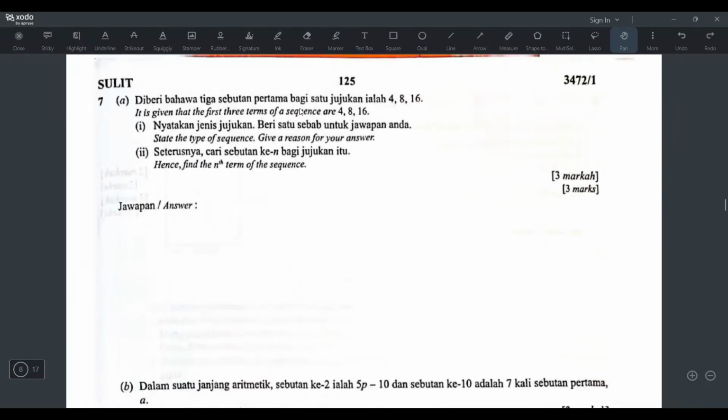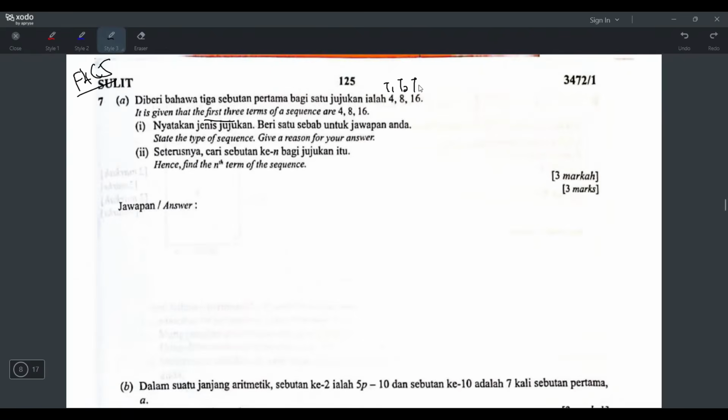Okay, number 7. This one is Janjang, progressions, from Form 4, chapter 5. Okay, 7a. It is given that the first 3 terms of a sequence are 4, 8, 16. They mentioned the first 3, so definitely this is T1, T2, T3. So you can actually get the A and the R.